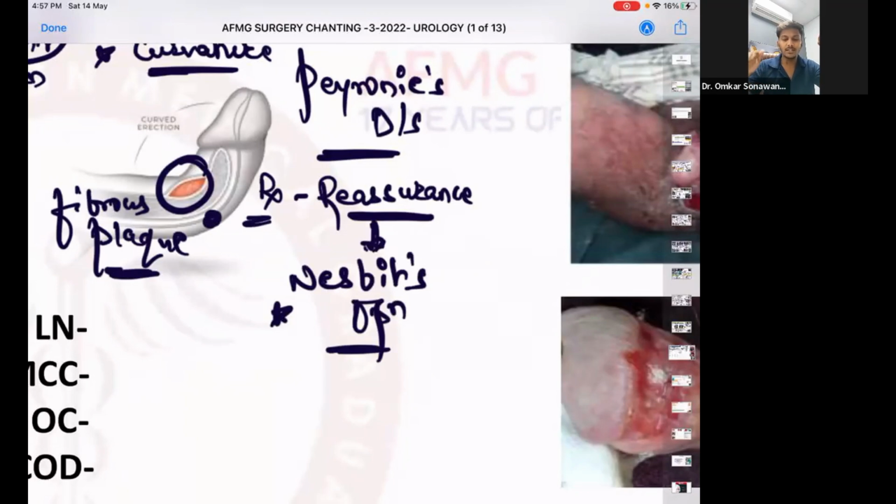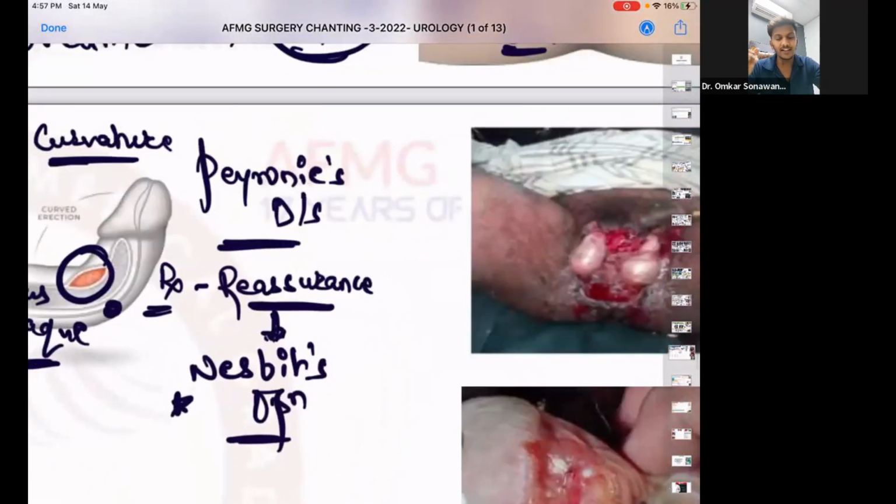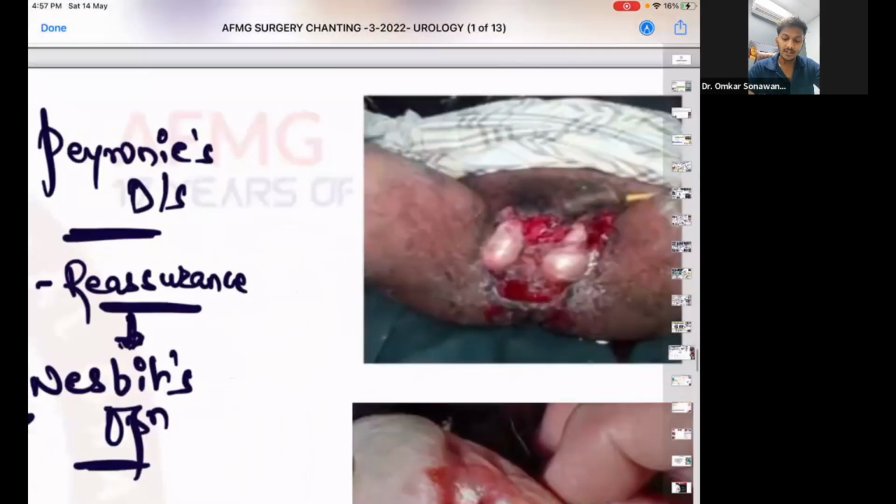Okay, no issues with this. Please remember this. This is what is a Nesbit's operation. First line is definitely reassurance.